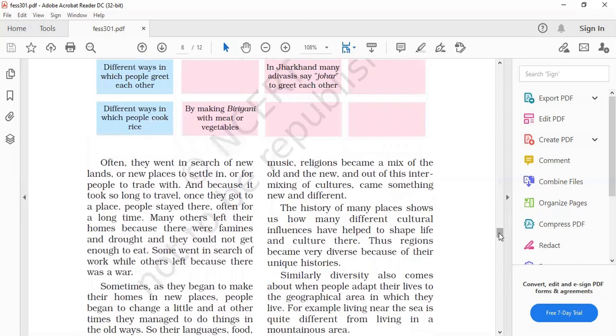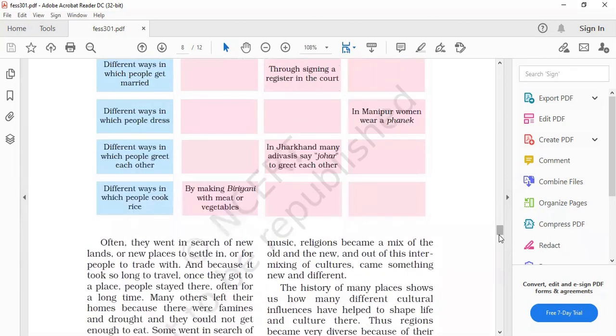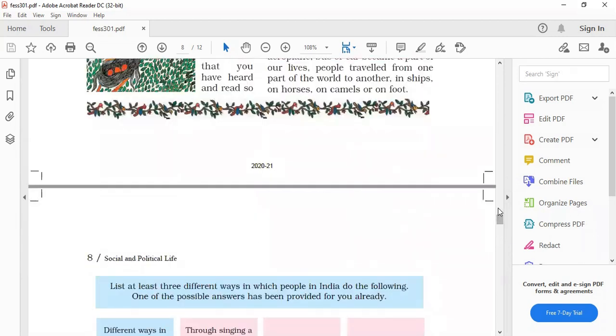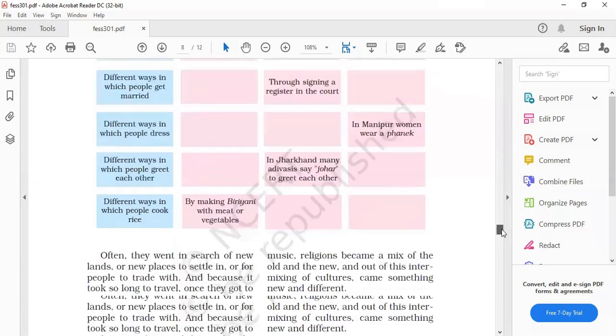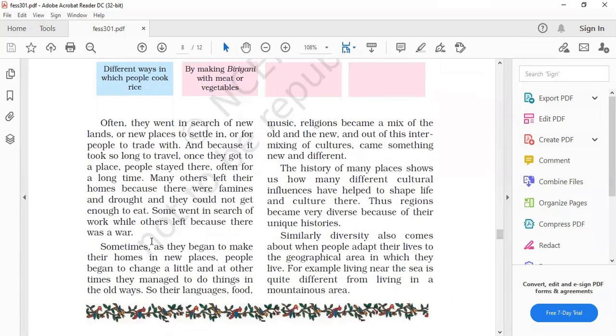See, here is your answer. People traveled from one part of the world to another in ships, on horses, on camels, on foot. See, and here is this paragraph. This paragraph is your answer. Okay, so always remember intermixing of culture. Underline the words intermixing of culture.